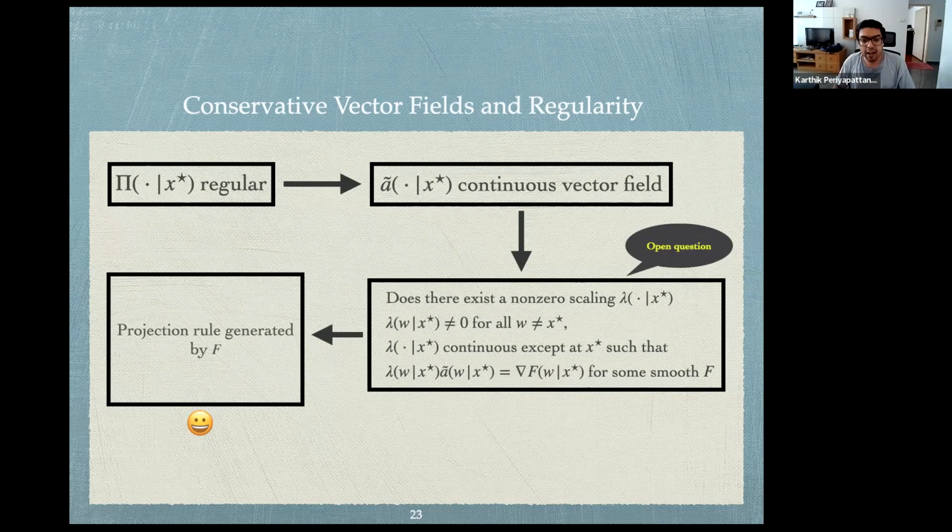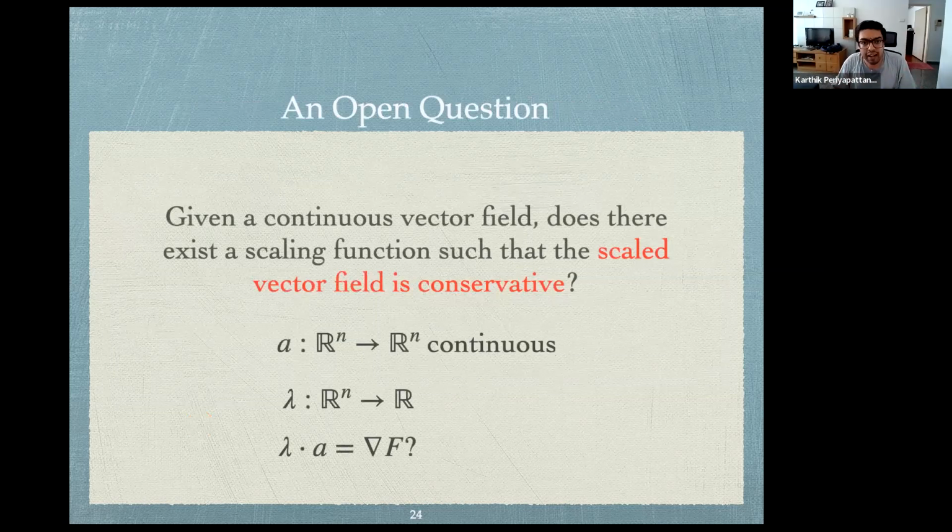That is, if we are given some arbitrary vector field A, can we scale it so that the scaled vector field has a special structure? It is the gradient of some function. A vector field which has this particular structure is called a conservative vector field. In the literature, it is called a conservative vector field.